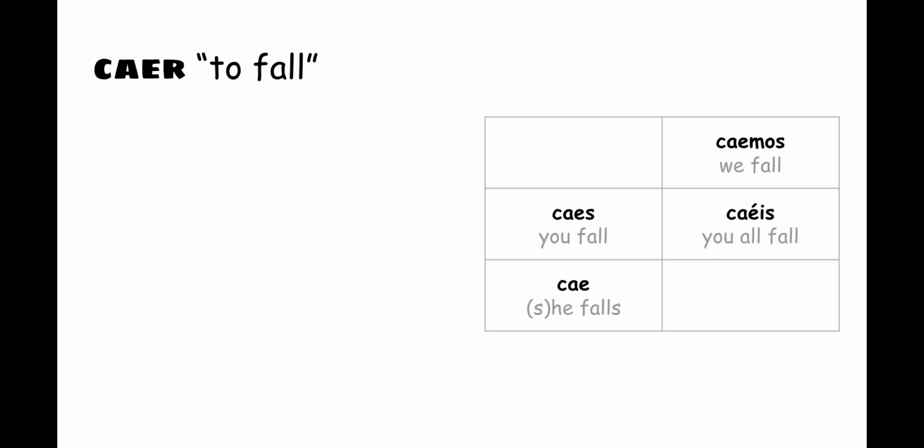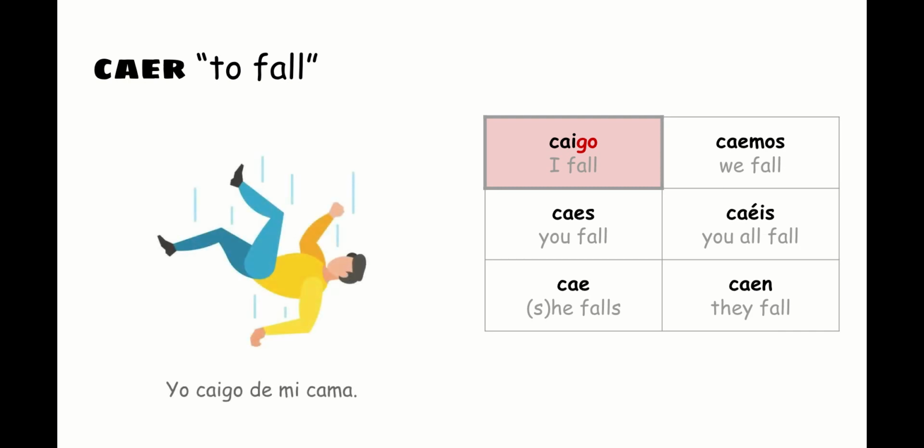Caer is very similar to traer in that it's totally regular. Tú caes, ella cae, nosotros caemos, vosotros caéis, ellos caen. But then in the yo form, we add the G-O at the end, and we also add an I, just like traer. So yo caigo means I fall. My example here is yo caigo de mi cama, I fall out of my bed.